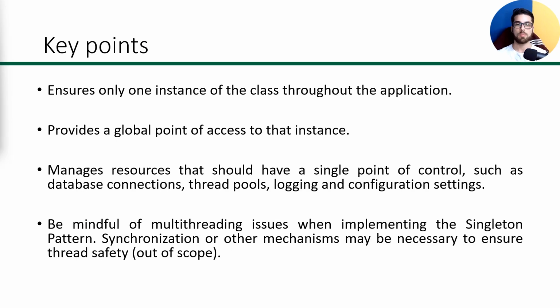Now we can talk about the key points. So based on the code, what do we ensure? Only one instance of the class throughout our application. The getInstance method provides a global point of access to that instance. Why is it good? It manages resources that should have a single point of control, like database connections, we're not actually connecting to the database yet, but there was an example, thread pools, logging, configuration settings. Be mindful of multi-threading.